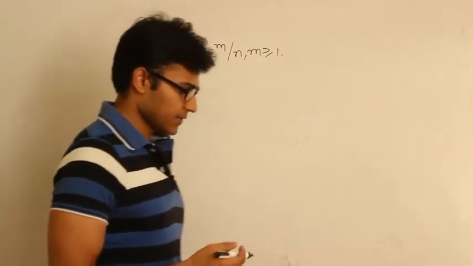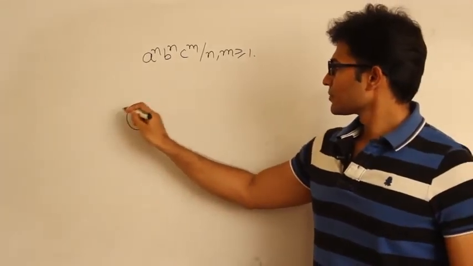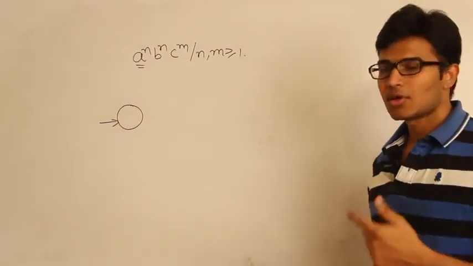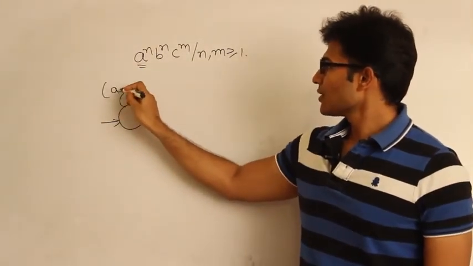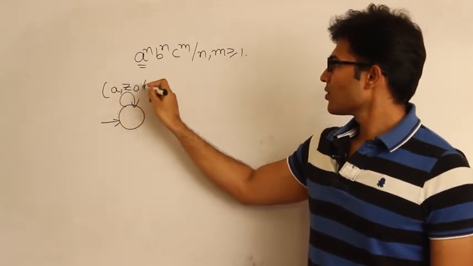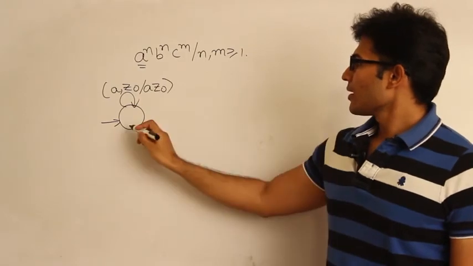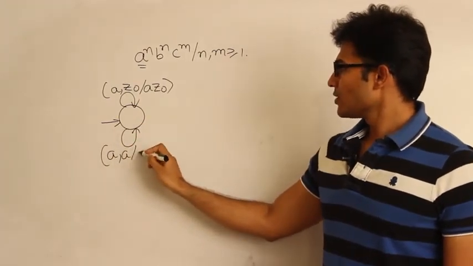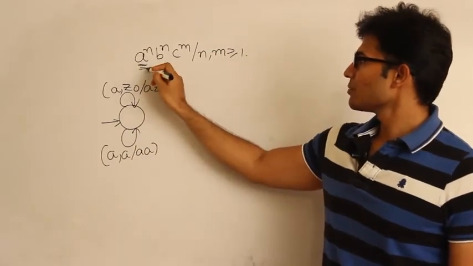Okay, so let's see how to do this. First, you will be in the initial state, and as long as you see A's, you keep on pushing A's onto the stack. In the initial state, if the top of the stack is Z0, you push A, and if the top of the stack is A, you push A. Because of these two moves, the entire A power n will be pushed onto the stack.